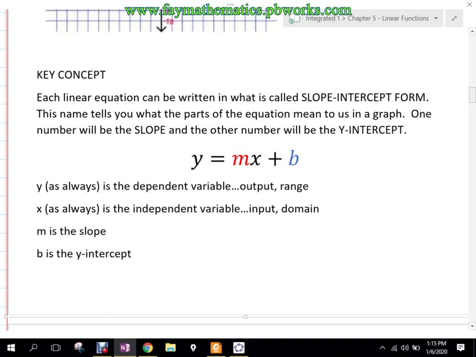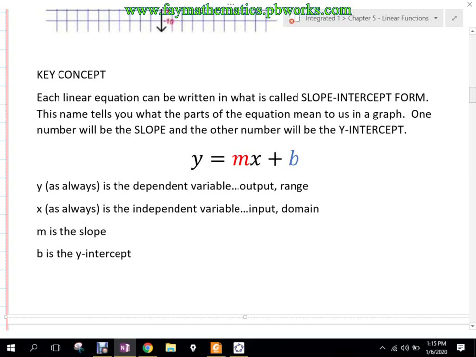As we look at that, y as always is the dependent variable. It's the output, it's the range. It's the value that I generate when I plug in an x. Does that make sense? When I plug in my input, which was my independent variable or my domain. M is the slope. M is something we're going to have to find. B is the y-intercept. That's something else we're going to have to find.